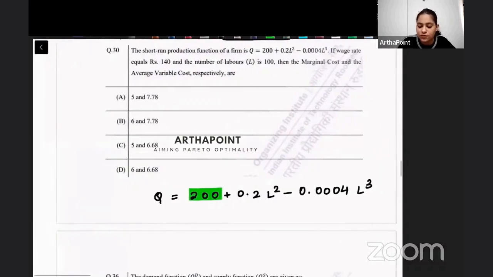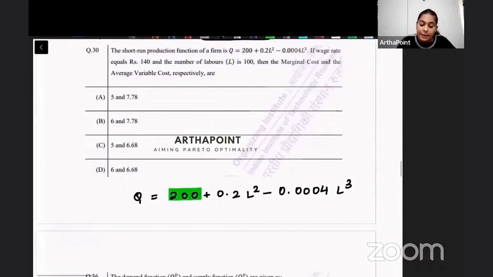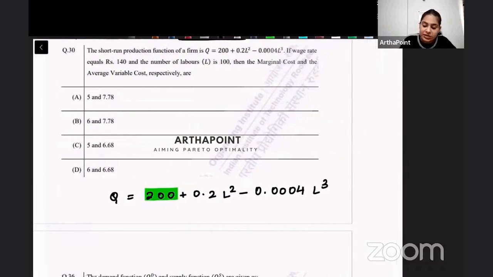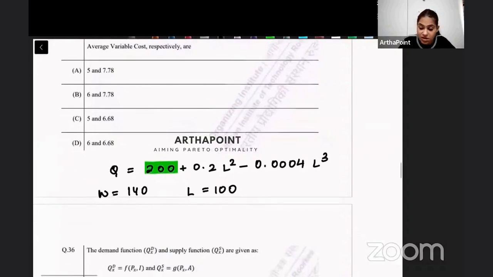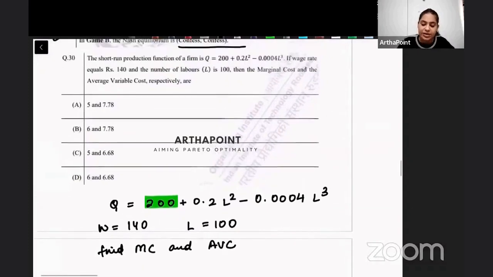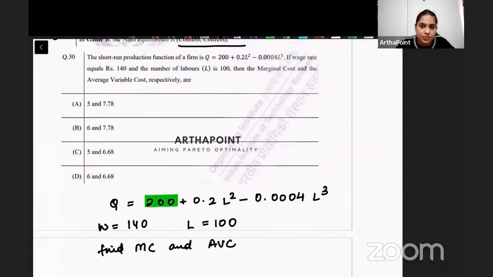So we have the production function, right? Then they say that the wage rate is 140 and the number of labor is 100. The question that they've asked is find marginal cost and average variable cost. Okay, let us first begin by finding marginal cost.